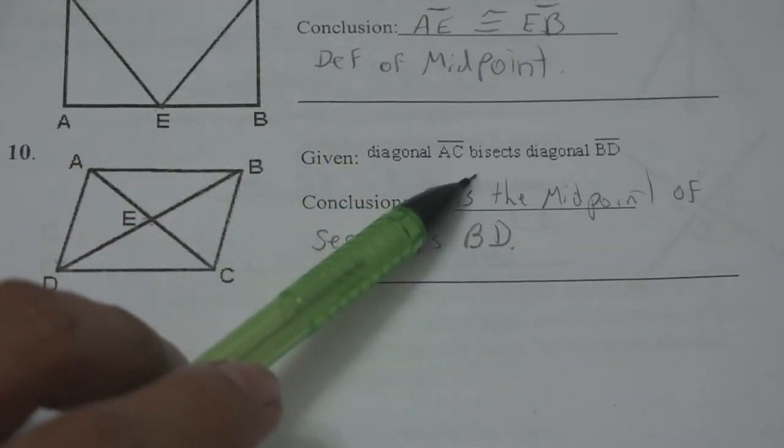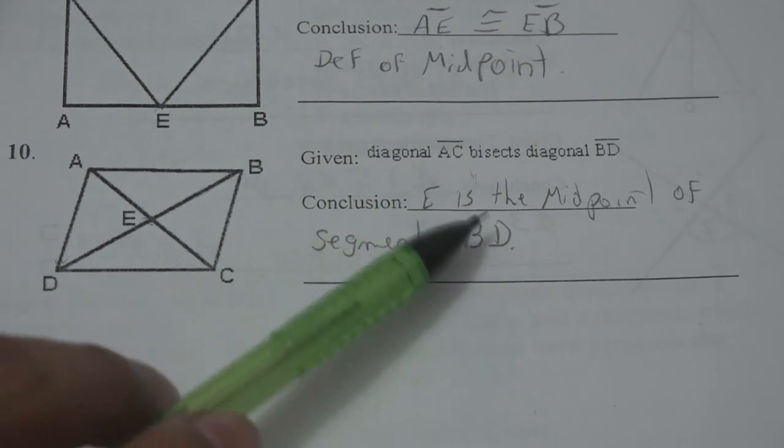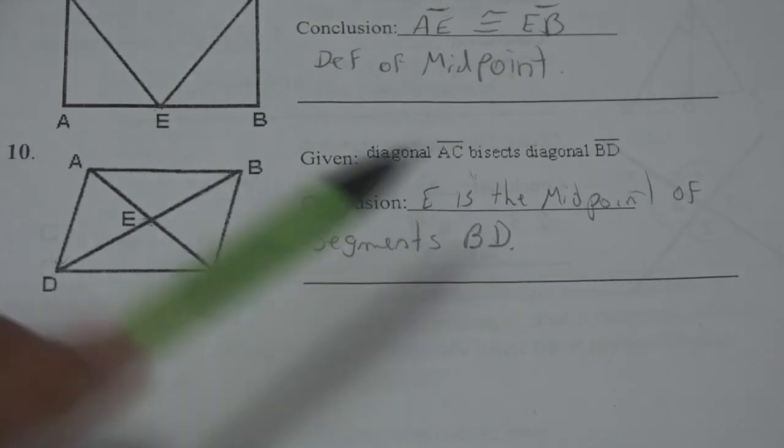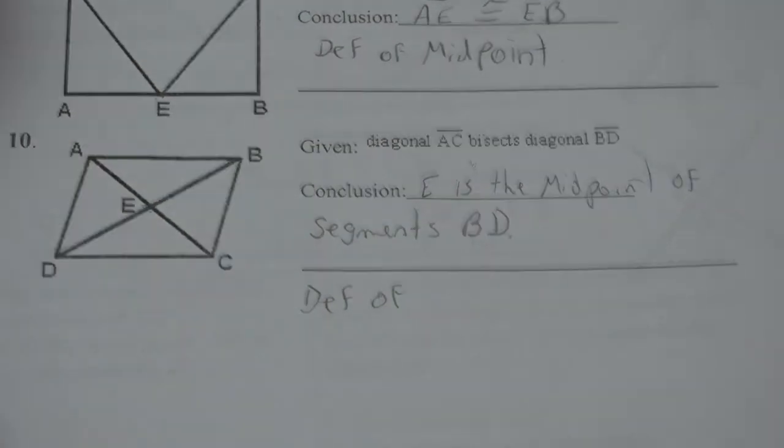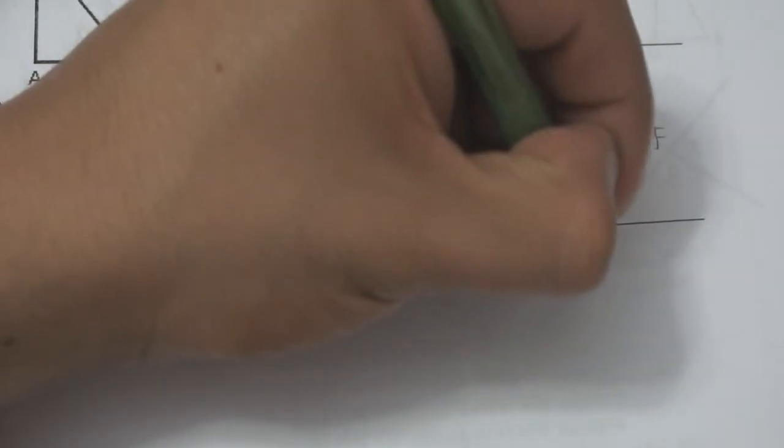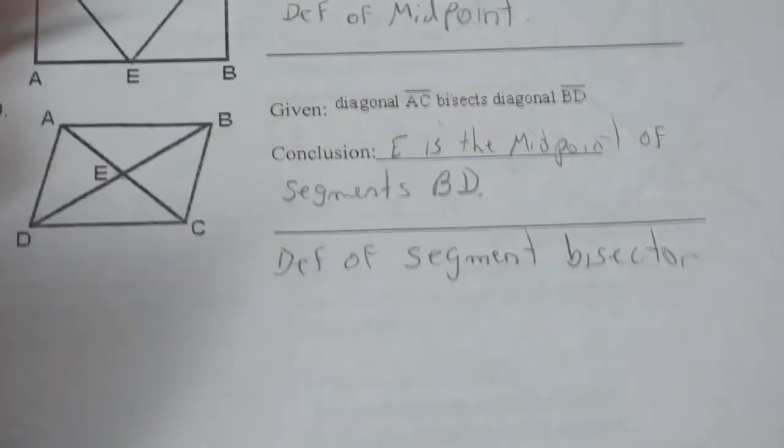Well, remember, you're not going to say because of the definition of midpoint. No. We were talking about a bisector. So then, definition of, you could say bisector of a segment or segment bisector. See that?